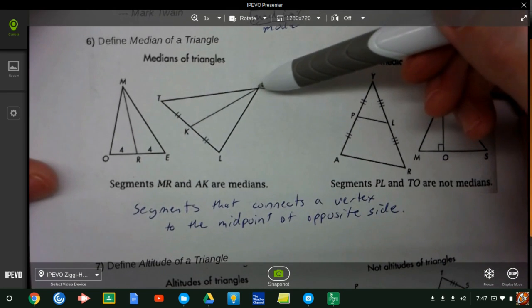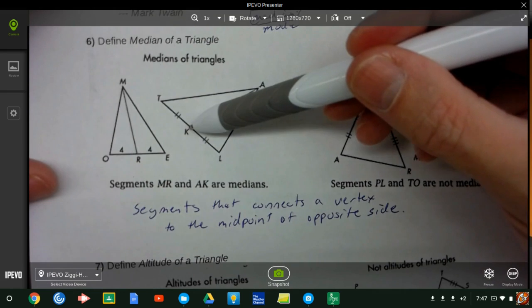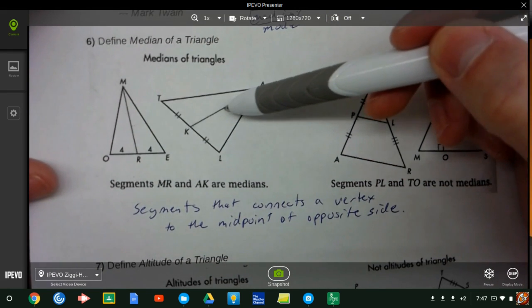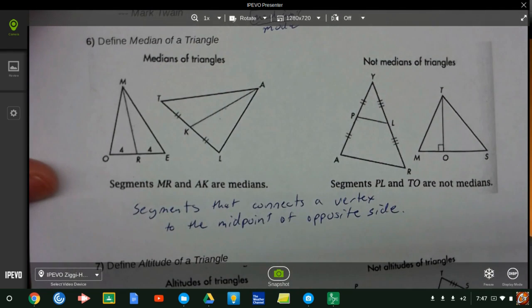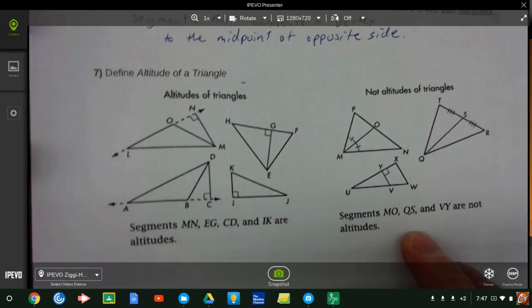So we're connecting from one angle, any vertex, going to the opposite side, hitting at the midpoint, from an angle to a midpoint. The segment is the median, okay? Not the midpoint. Midpoint's a point. The segment is the median, okay? So make sure you get that and understand that one. That's going to be an important one. Let's take a look at one more, and then we'll let you go.